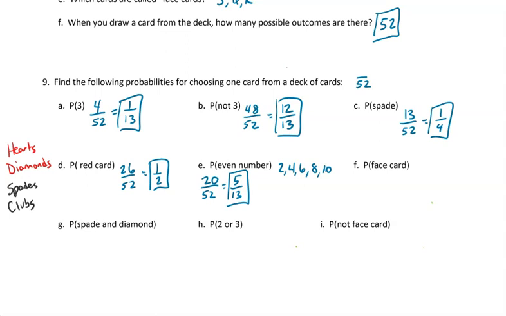All right, probability that it's a face card. Remember, Jack, Queen, and King are 3 face cards. Each of those have 4 cards. So there's 4 jacks, 4 queens, 4 kings. So that's 12 out of 52, or 3 out of 13.